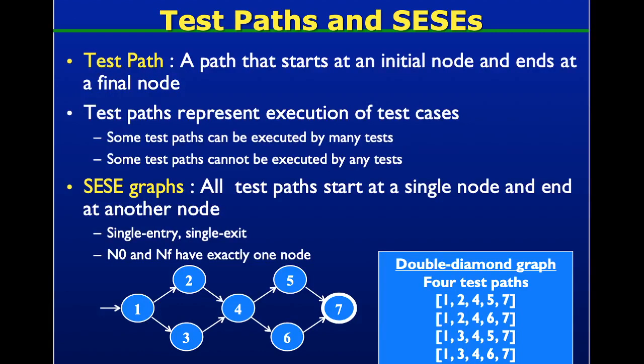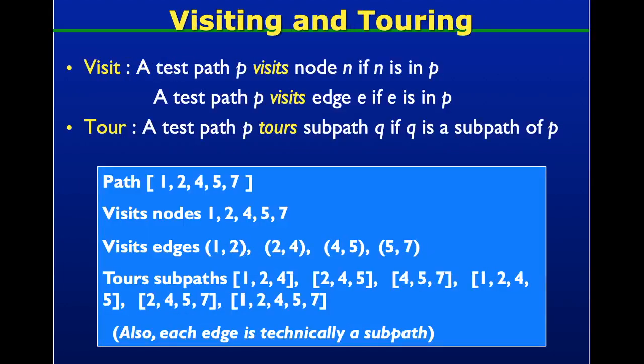And all the test paths will start with 1 and end with 7. Visiting and touring. A test path P visits node N if N is in P, as well as the edge. A tour is a test path P towards subpath Q, which means that you can tour a subpath within a bigger path. You can look at the example right down below.